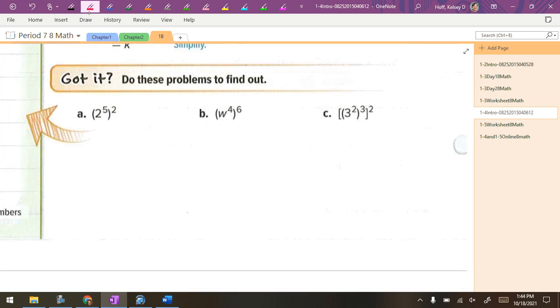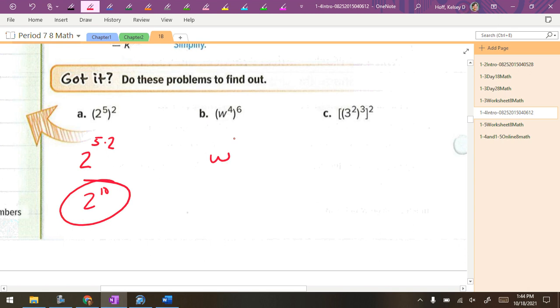A, what's my base? 2. What are my exponents? 5. So I'm going to take 5 times 2. My final answer would be 2 to the 10th power. B, what's my base? W. What are my exponents? 4 and 6. And we're going to multiply 4 times 6 is 24. So my final answer is W to the 24th.